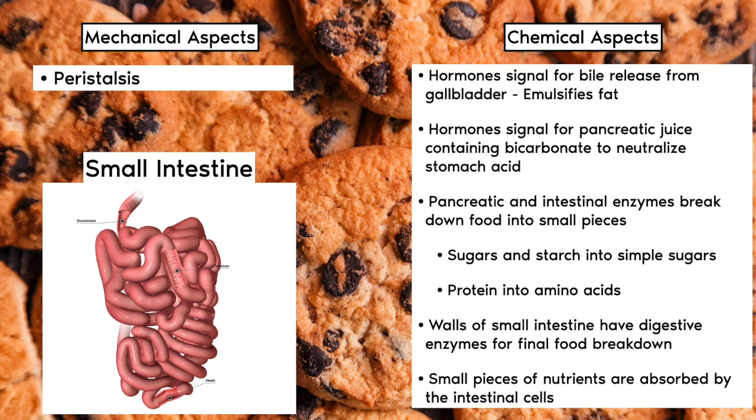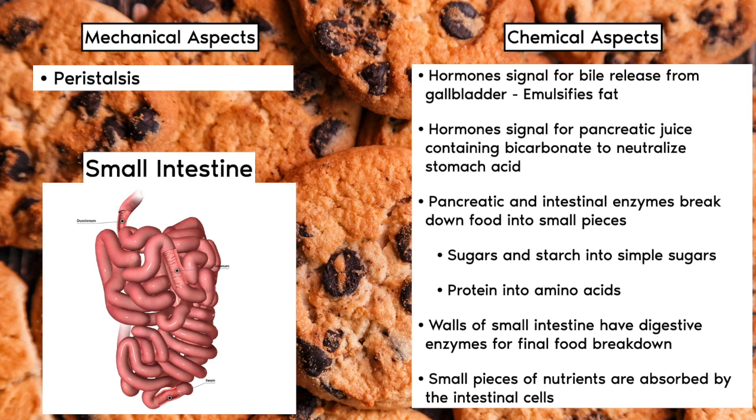And then the walls of the small intestine have digestive enzymes for final food breakdown. So even as the macronutrient components are being absorbed across the small intestinal lining, you have enzymes in that lining to do final breakdown. And then the small pieces of the nutrients, the amino acids, the monosaccharides, the fatty acids are absorbed across these intestinal cells.